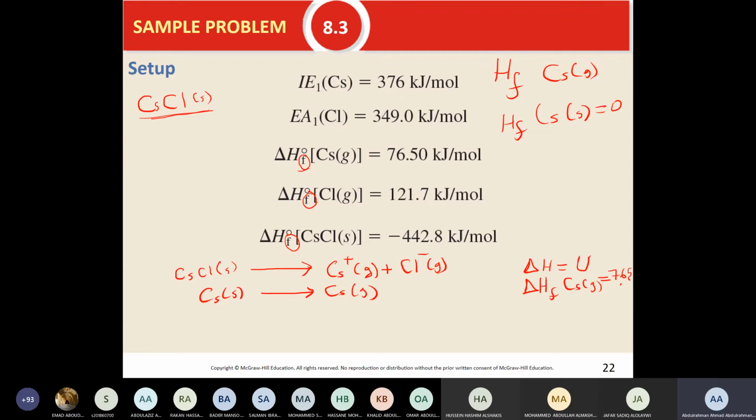Good. Next, what's this equation? Cs gas goes to Cs plus gas plus an electron. What's this equal to? Lose electron. Yeah. What's the equation called?